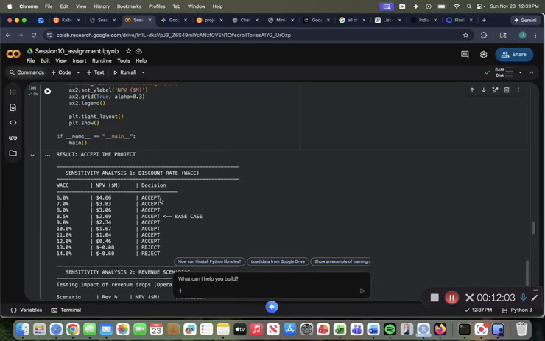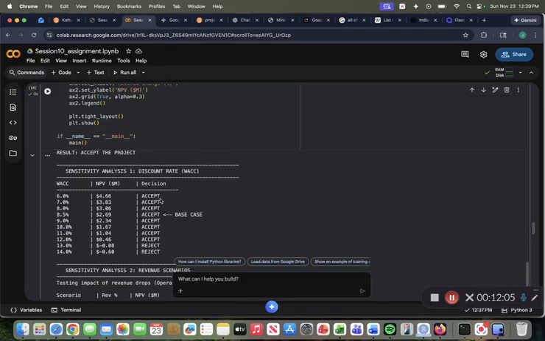But now looking down at the sensitivity analysis for our discount rate, as we test out the different WACC amounts, our base case of 8.5% shows that we would accept the project. And as the WACC decreases, a lower hurdle rate to jump over, it increases the net present value. So a hurdle rate of 6% gives us a net present value of 4.66, which is very good for us. It's a very high number, so we would accept it there.